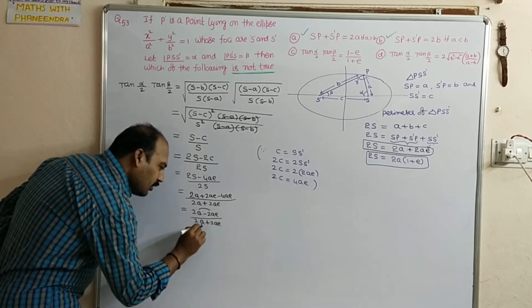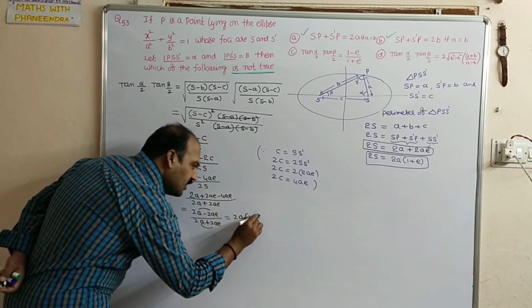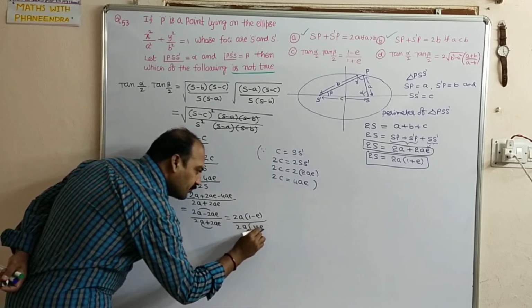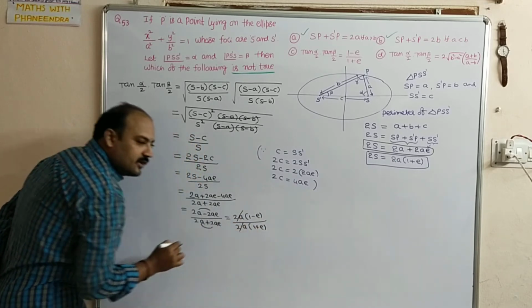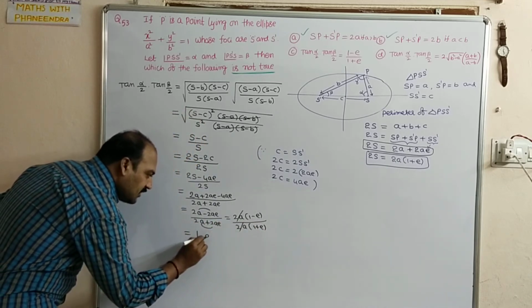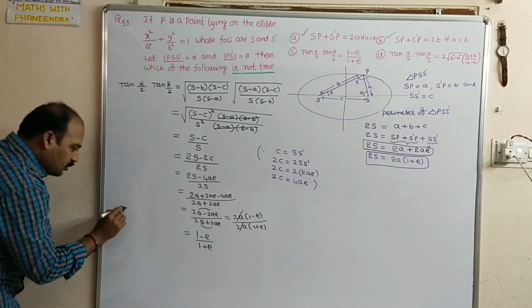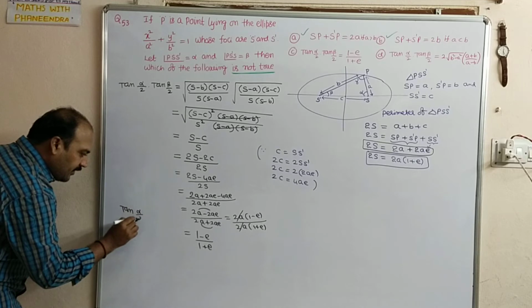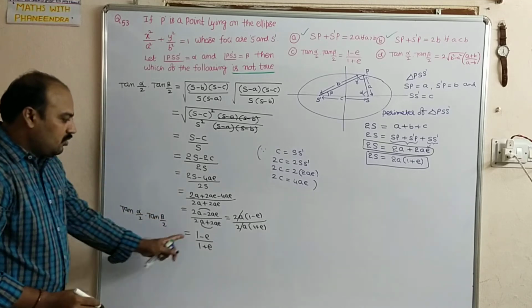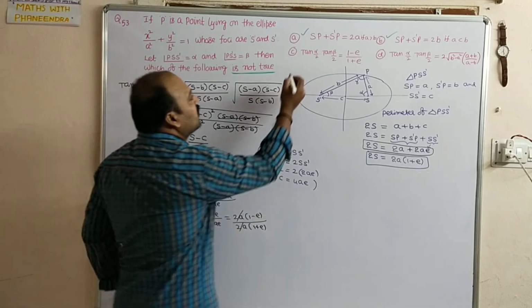2A take common from numerator and denominator. So 2A into (1 minus E) divided by 2A into (1 plus E). So 2A gets cancelled, and we get this value as (1 minus E) by (1 plus E). Therefore, tan alpha by 2 into tan beta by 2 is equal to (1 minus E) by (1 plus E). So even the third option is also correct.